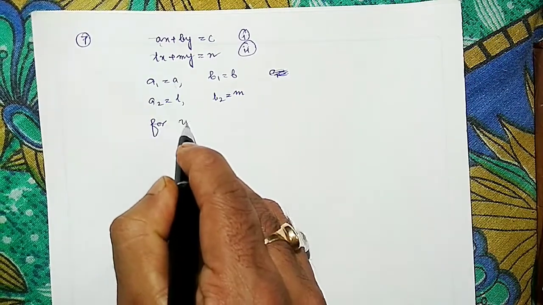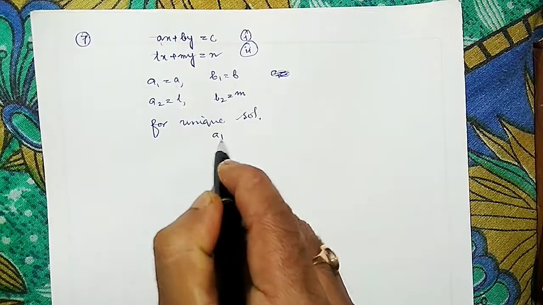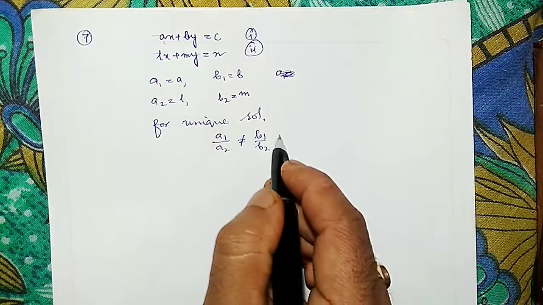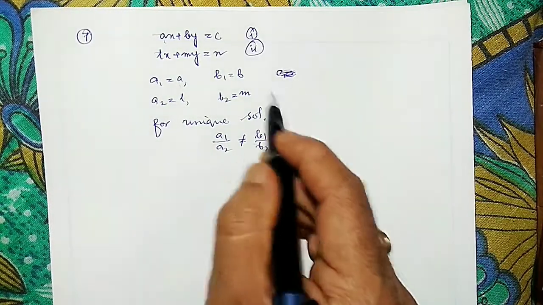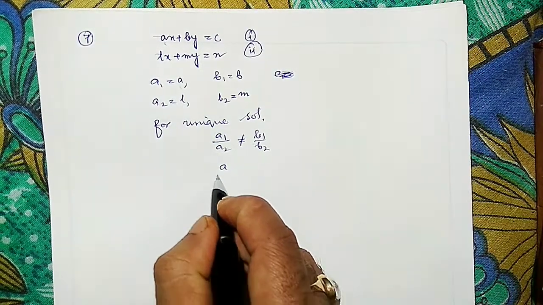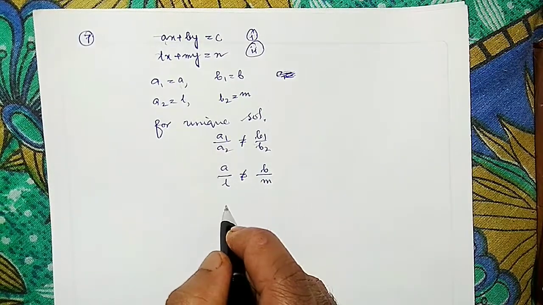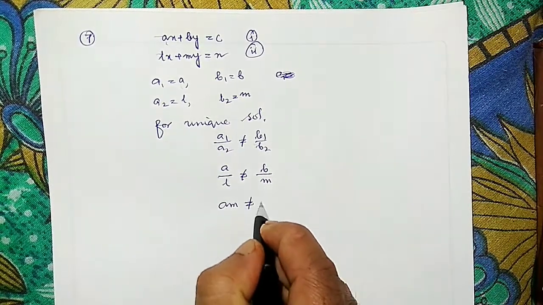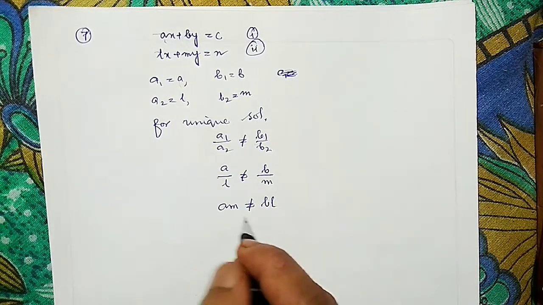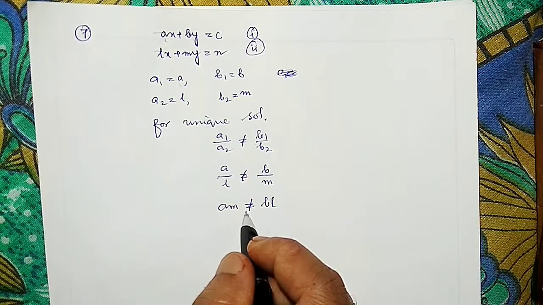For unique solution, we know the condition is a1 by a2 not equals to b1 by b2. Since c1 by c2 is not required, I have not written it. Now what is a1? a1 is a, a2 is l, b1 is b and b2 is m. So if I cross multiply, I am going to get am not equals to bl. Further simplification is not possible. So this is the condition by which we can say that the lines will have a unique solution.